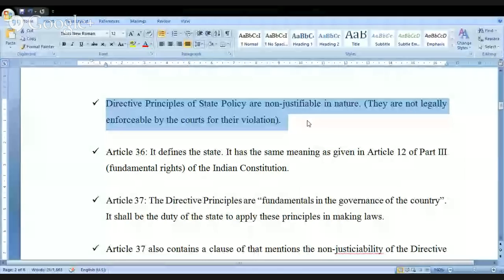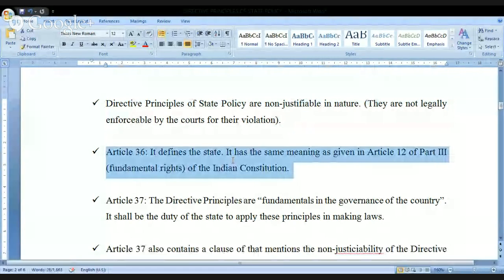Look at this. Article 36. It defines the state and it made it very, very clear. It has the same meaning as given in Article 12 of Part 3 of the Indian Constitution. I told you during that time, in Article 12, the word state has been defined in an elaborate manner. But when it comes to Article number 36, it said a simple point. It has the same meaning as mentioned in Article number 12 of the Indian Constitution. That's it. Let me not repeat about the meaning of the word state.